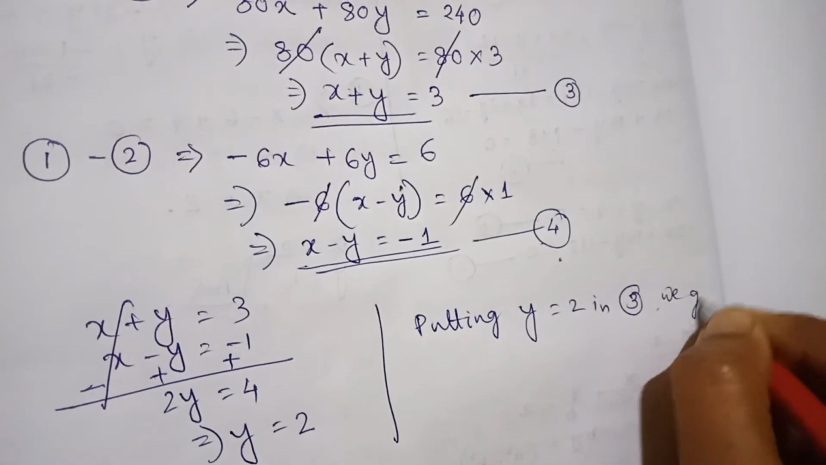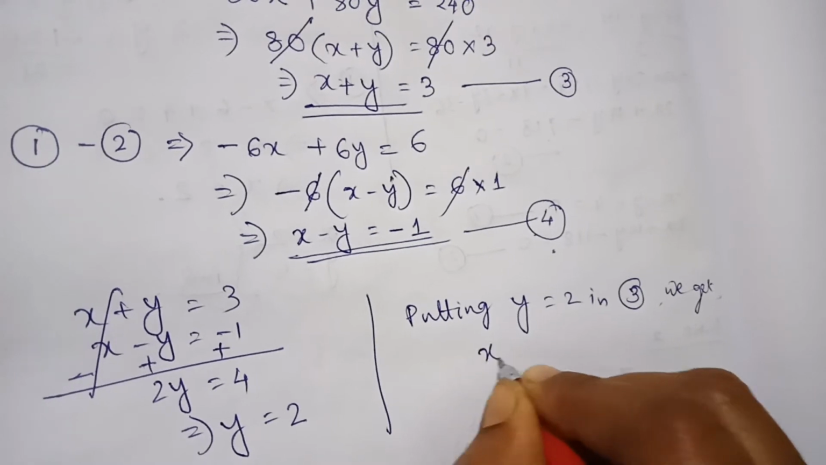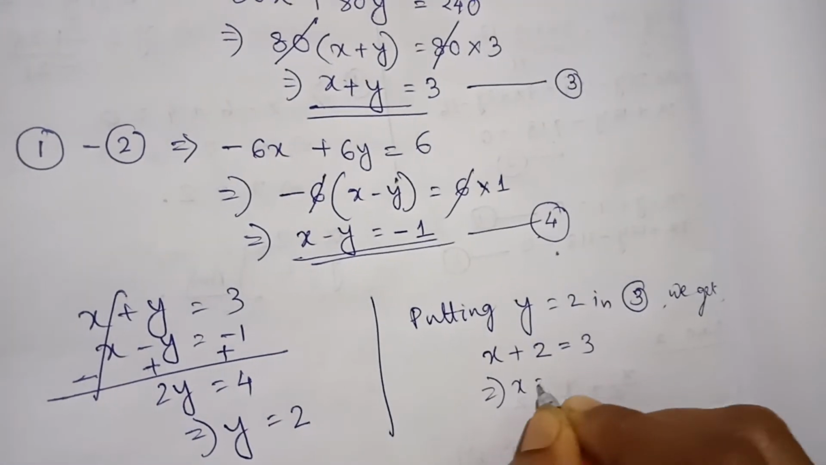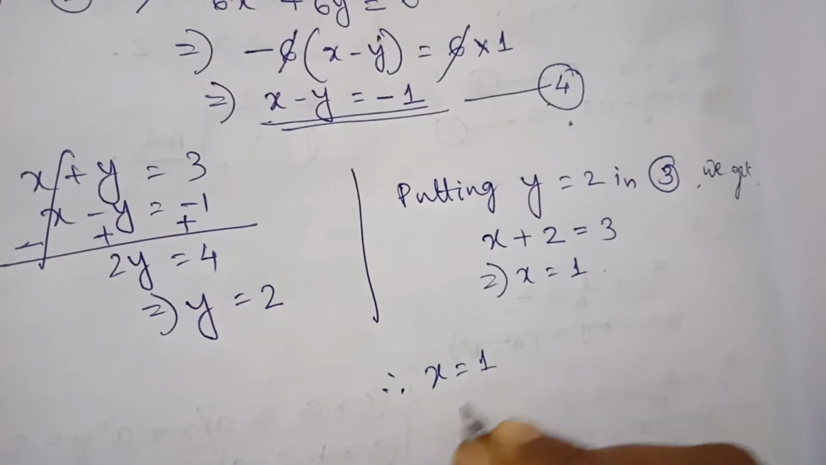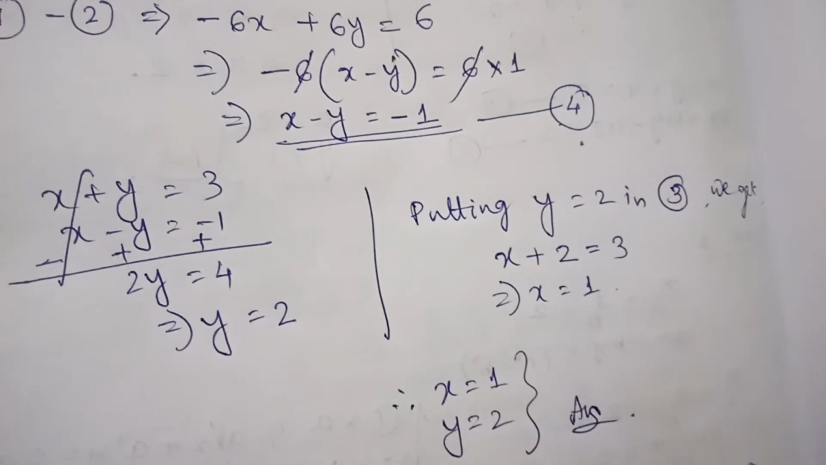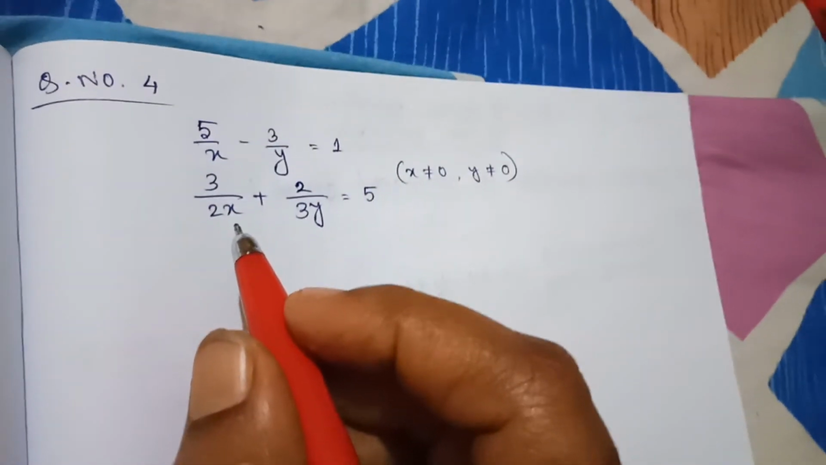We get x plus y equals to 3. So x plus y means 2 and this 3. So x will be 3 minus 2, that means 1. So we can write the answer as x equals to 1 and y equals to 2, and these are the answers. Coming to question number 4, that is fourth category.